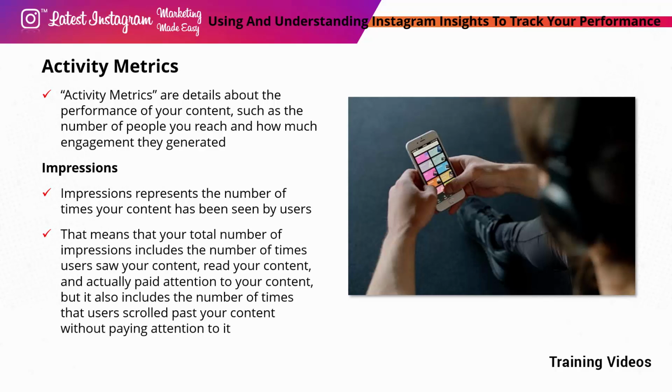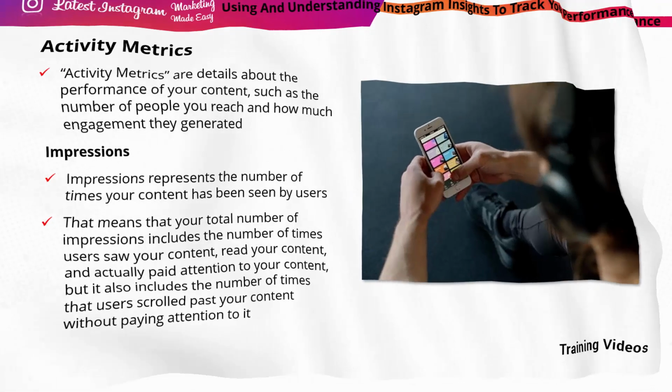That means that your total number of impressions includes the number of times users saw your content, read your content, and actually paid attention to your content. But it also includes the number of times that users scrolled past your content without paying attention to it. It also includes the number of times that people visited your profile or saw your content through a direct message. In other words, you can use this metric to determine how many times people have seen your profile and your content across all possible placements.